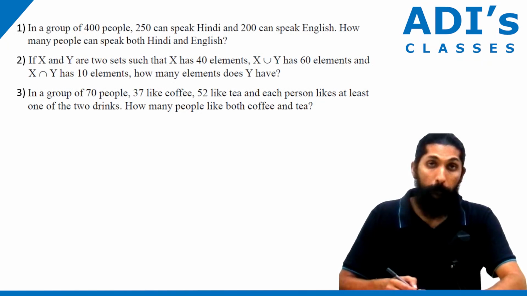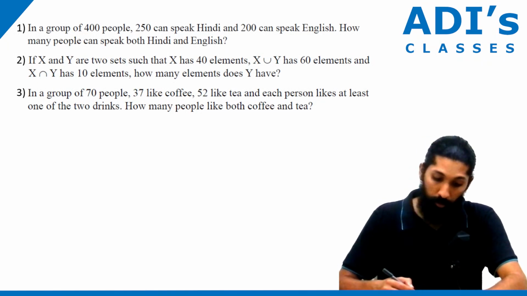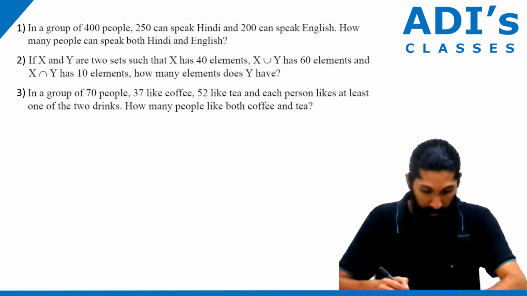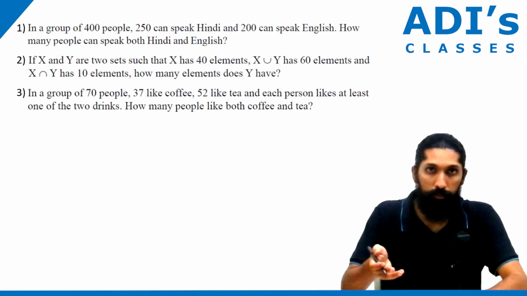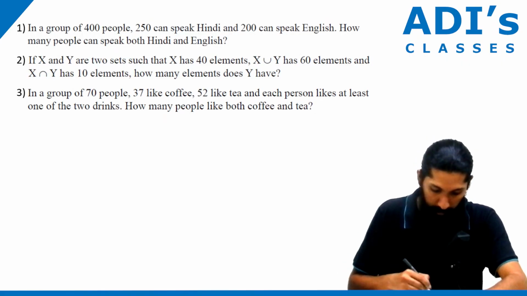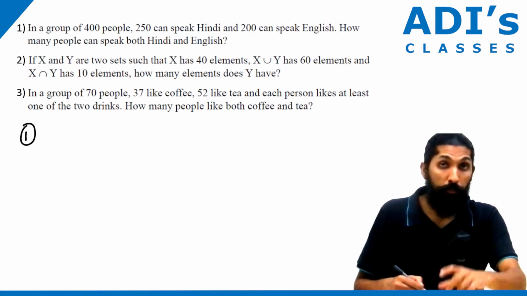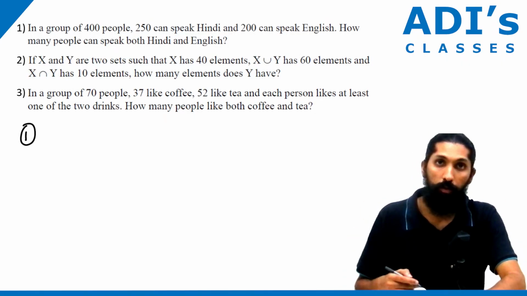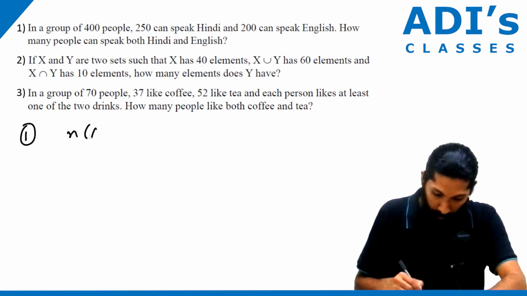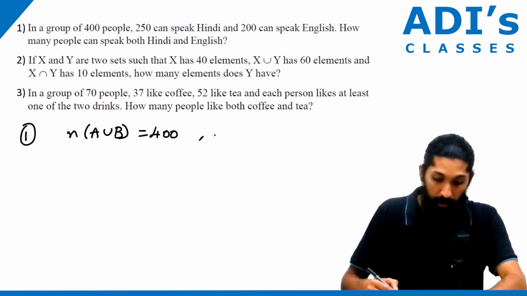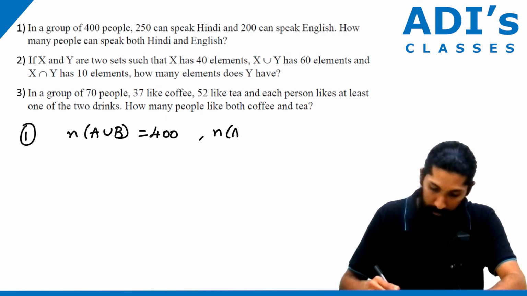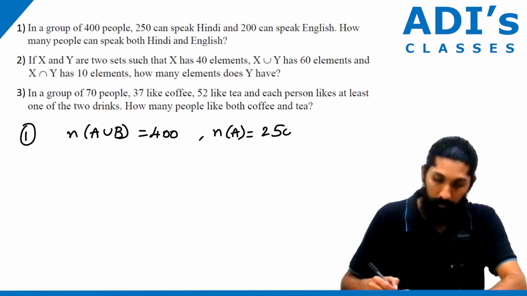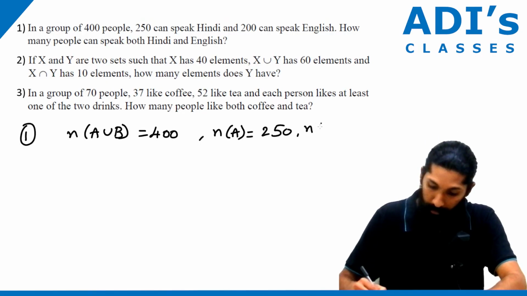See the first one. In a group of 400 people, 250 can speak Hindi, 200 can speak English. How many people can speak both Hindi and English? Don't you think you have come across these kinds of problems before? Let's solve the first one. Very easy. A group of 400, that's the total. So n of A union B is equal to 400. Next, 250 can speak Hindi, so n of A, let's call it 250. Then n of B is 200.